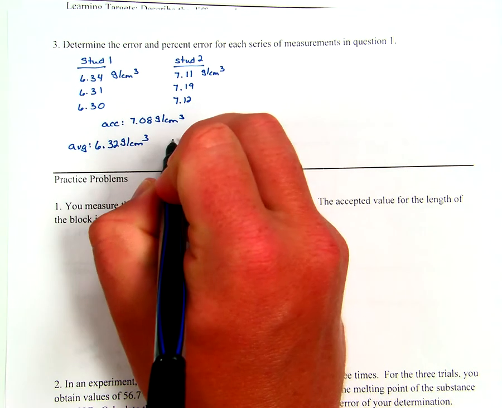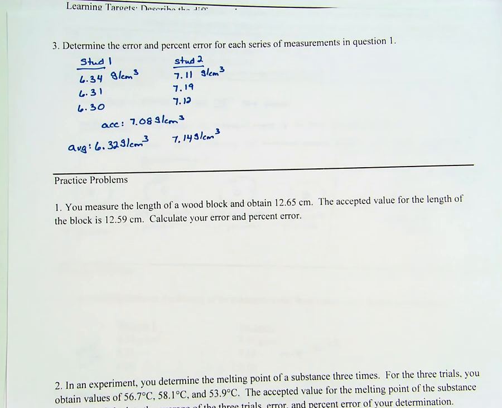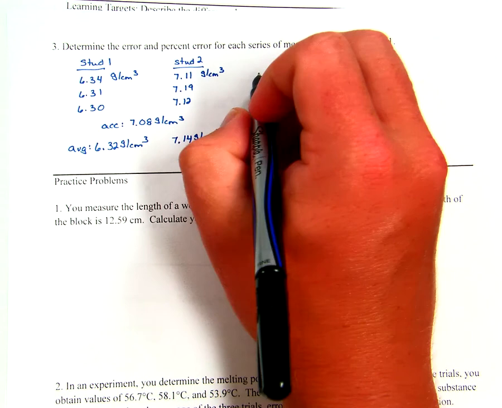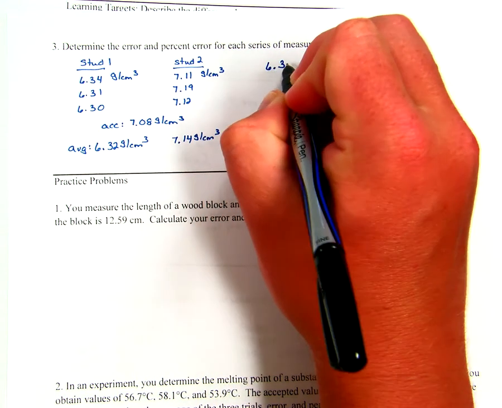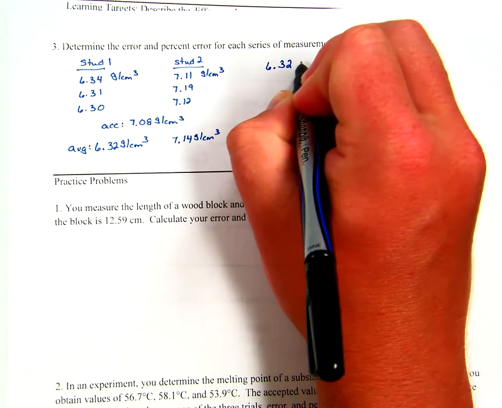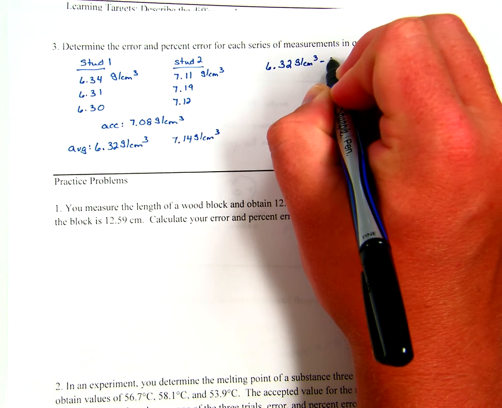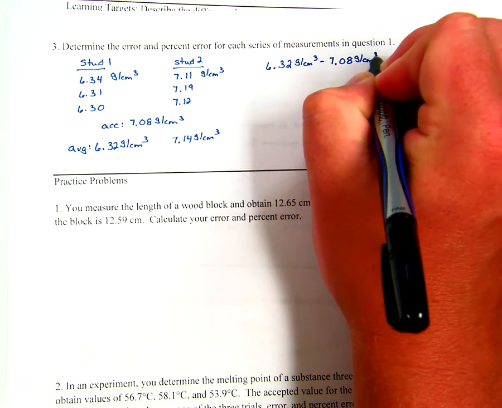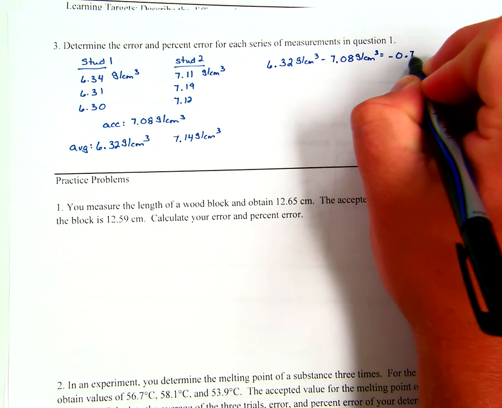All right, for student 1, I need to find the error and the percent error. Recall that for the error, we want to do the measured value, and I'll just do the average, 6.32 grams per centimeter cubed, minus the accepted value of 7.08 grams per centimeter cubed. Notice this is going to give you a negative value. That's fine. That just means that we were low in the measurements. This is negative 0.76 grams per centimeter cubed. That is the error for student 1. Error 1.